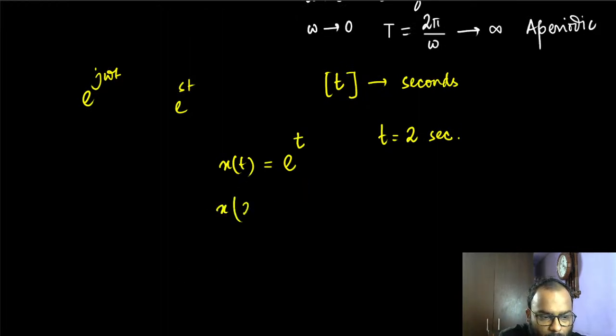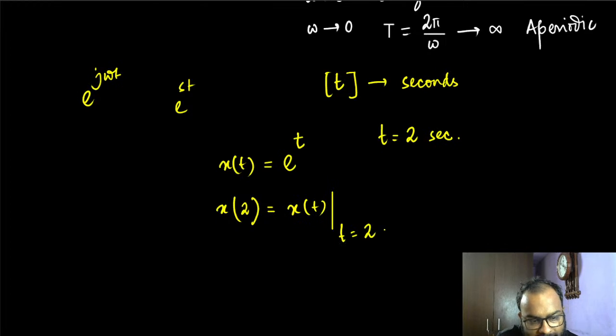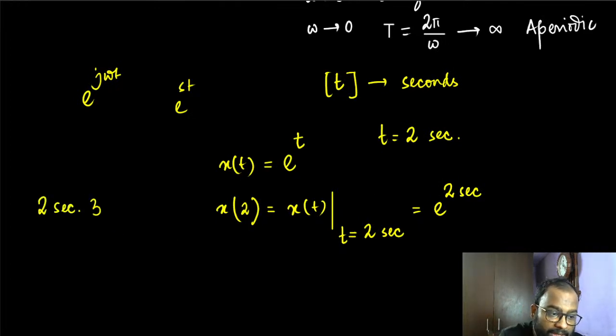So if I now ask, what is the value of x(2)? What I'm asking is, what is the value of x(t) when t is equal to 2 seconds? Let me write it down: x(2) is x(t) at t equal to 2 seconds. Notice that there is a specific unit here. That would indicate that I'm looking for e to the power 2 seconds. Obviously, the units need to be taken care of. For example, if I multiply 2 seconds with 3 seconds, I get 6 seconds squared. So units also have to be algebraically manipulated just like that.